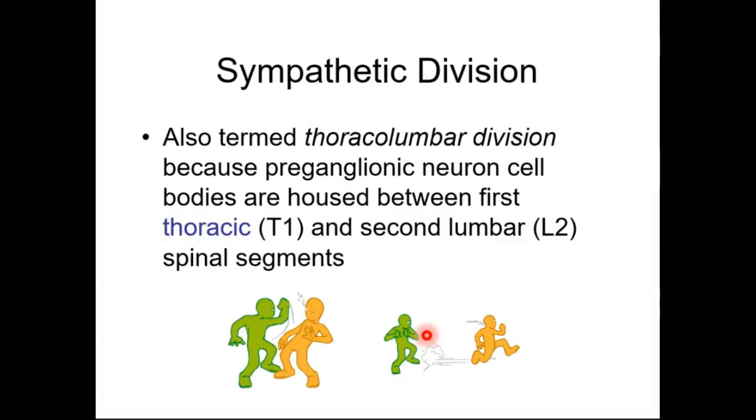Now we'll move on to the sympathetic division, and this is generally called the thoracolumbar. It doesn't encompass the entire lumbar region, it just goes to L2. So T1 to L2 is where you're going to find the preganglionic neuron cell bodies that I've illustrated along this line here.